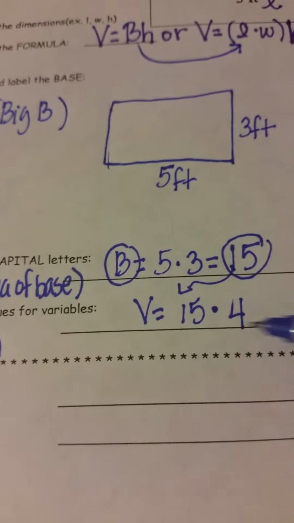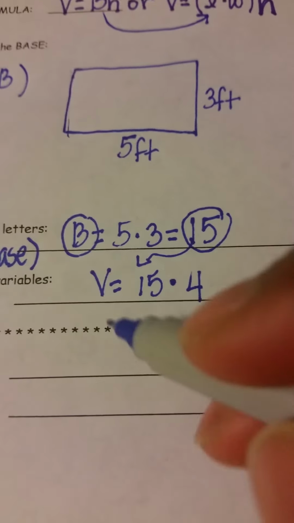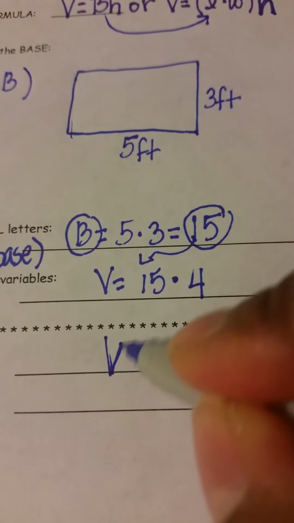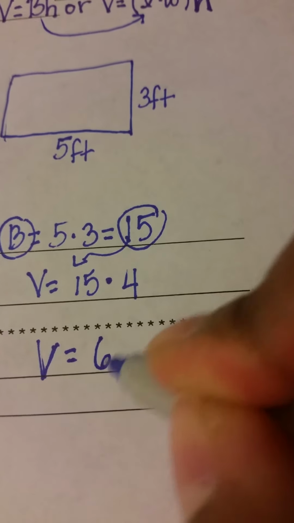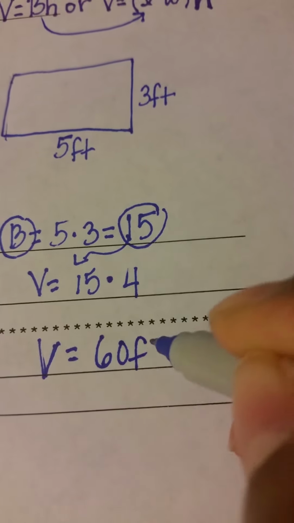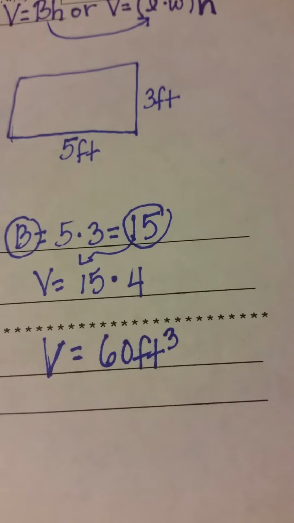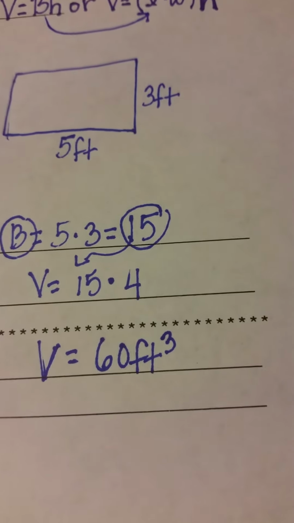All I'm doing there is just plugging it in. Now the last step is to solve. So volume equals 15 times 4, which will give me 60. So it'll be 60 feet cubed, or you can say that's 60 cubic feet.